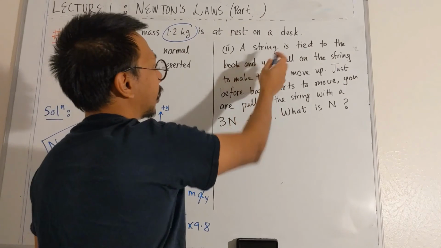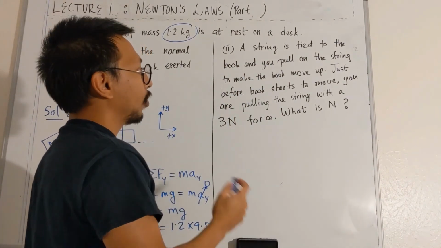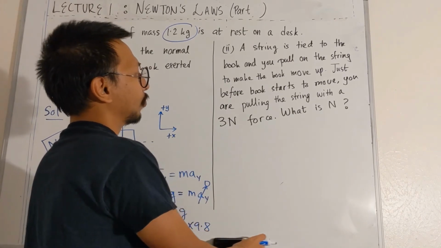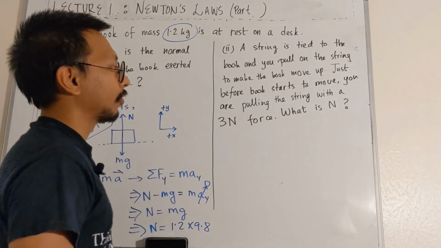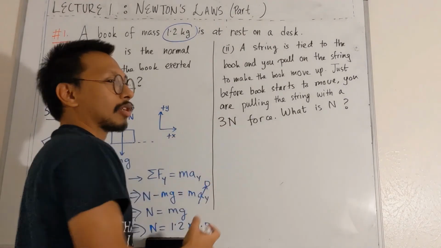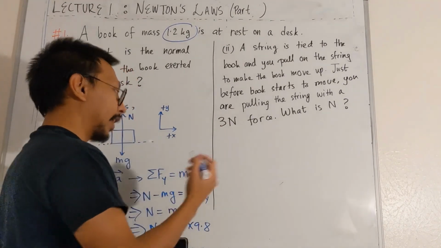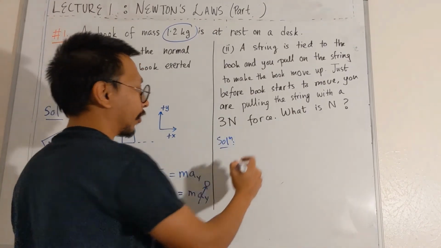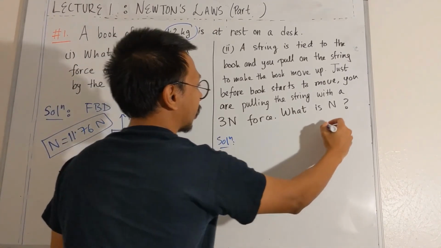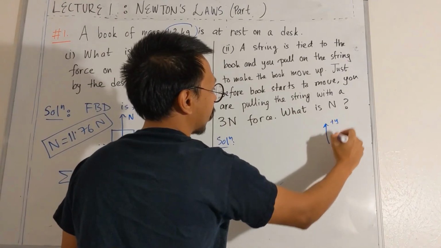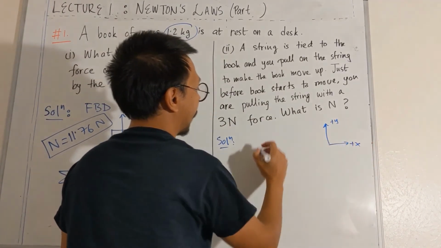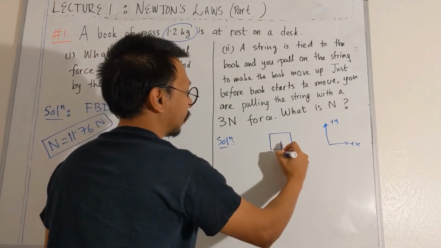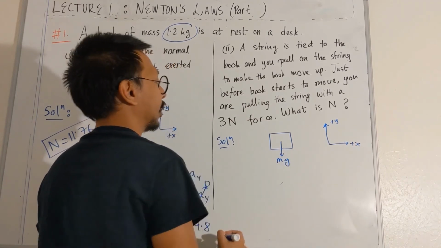The second part reads, a string is tied to the book and you pull on the string to make the book move upwards. Just before the book starts to move, you are pulling the string with a 3 Newton force. In this question, what is the normal force? Alright, again, the first thing you do, like always, is draw the free body diagram. We choose the same axes, plus y, plus x. The box is here. This is my weight, mg.